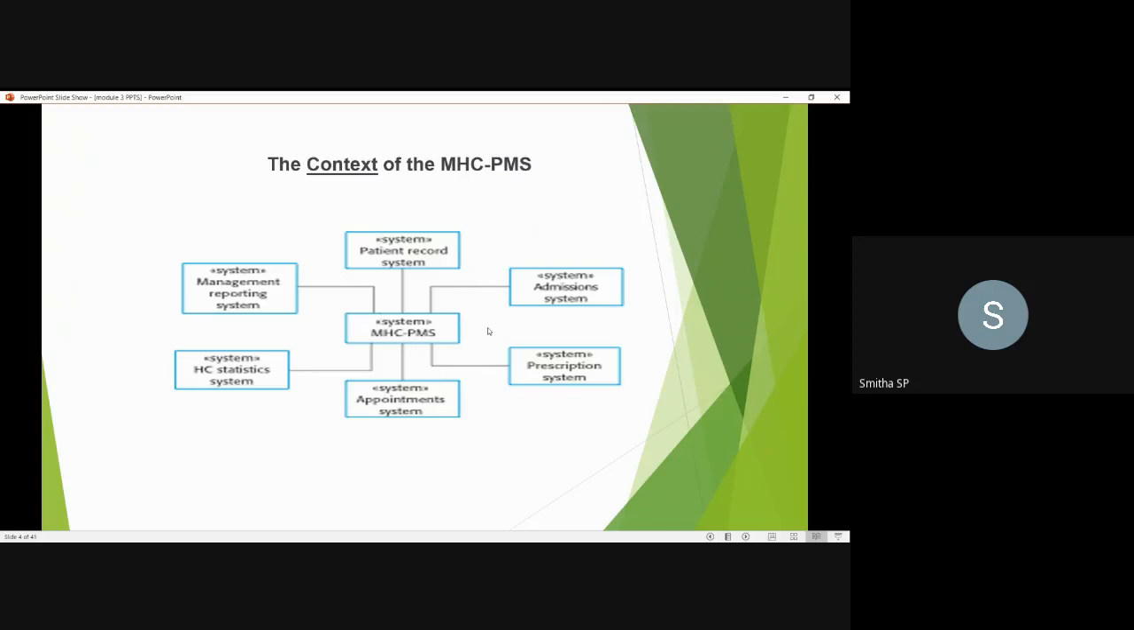The MHC-PMS is connected to an appointment system, a management reporting system, then it is also connected to the patient record system, admission system, and prescription system, and it is also connected to the hospital bed collection statistics system with which it shares the data. So the context model normally shows the environment which includes several other automated systems.